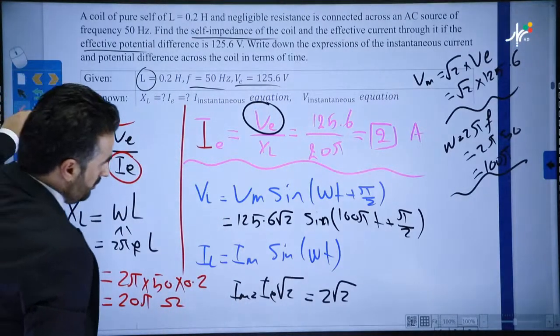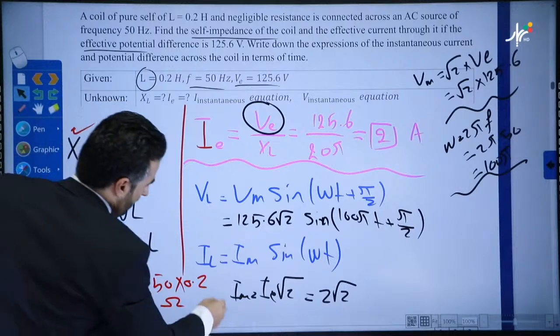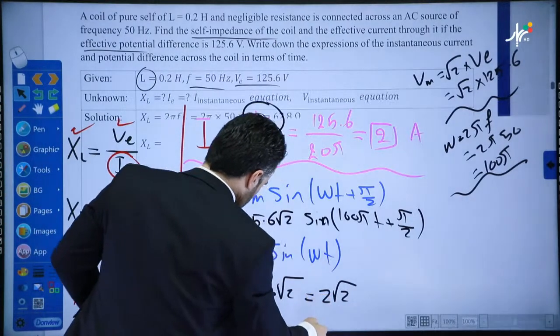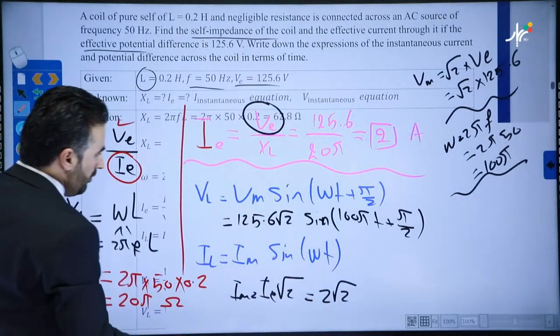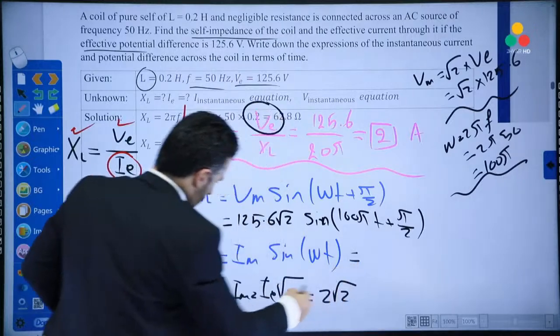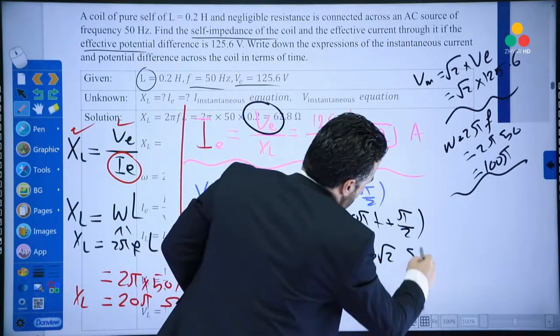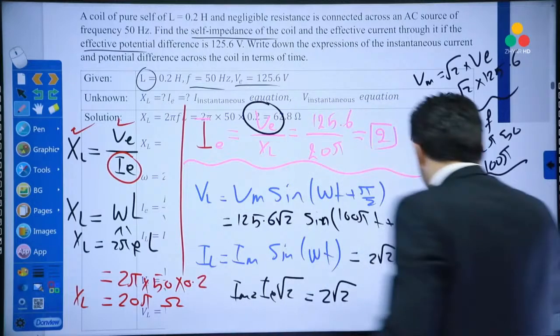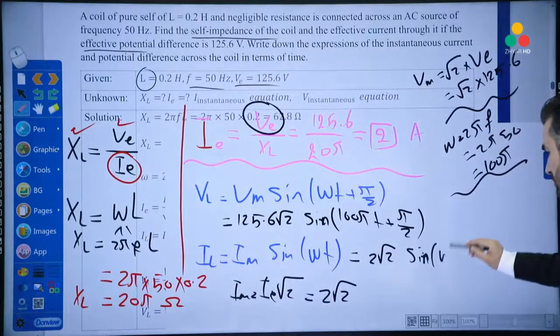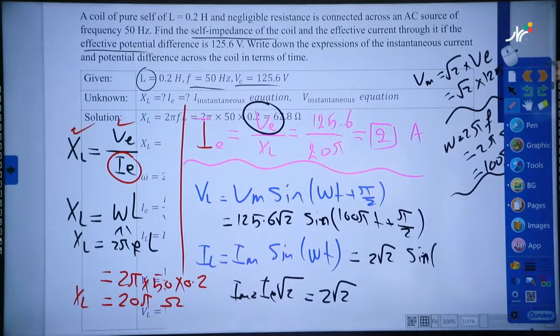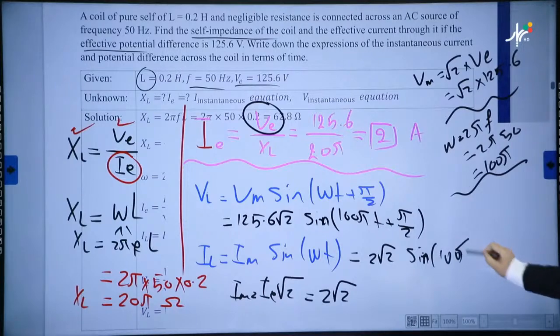Let me just rewrite this one here. So we can say I maximum, which is going to be 2 square root of 2, and then sine omega t, but instead of omega, we said it is equal to 100 pi, and then t, and that's it, yeah?